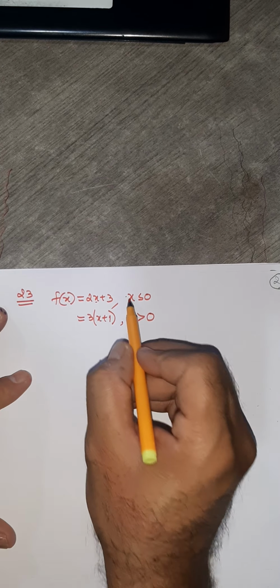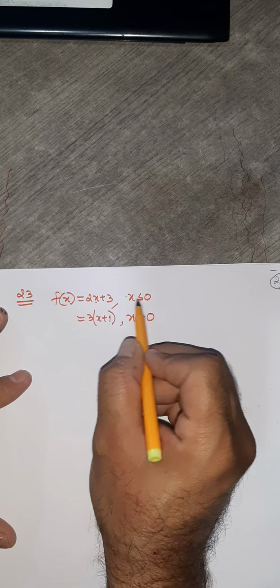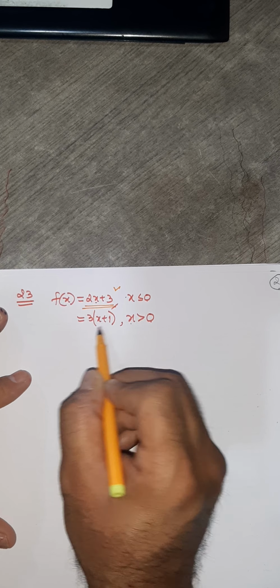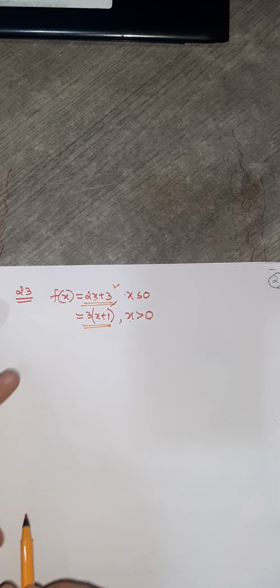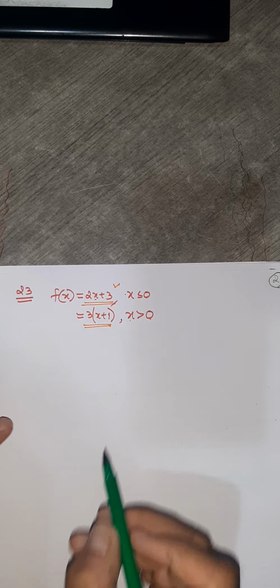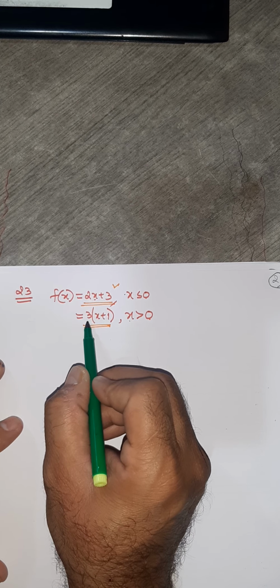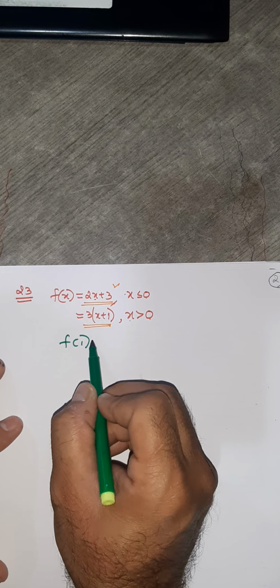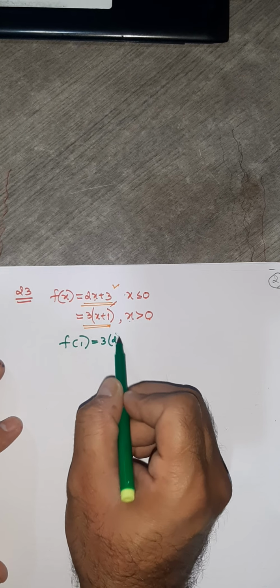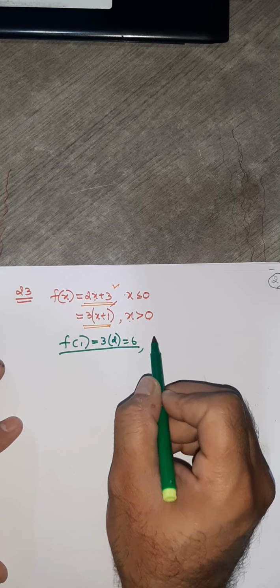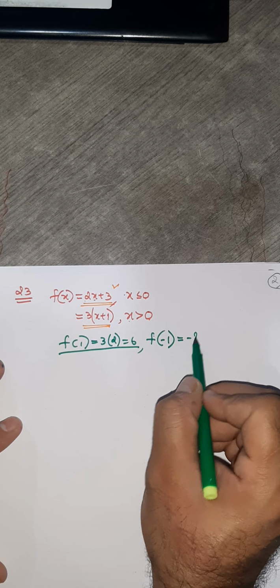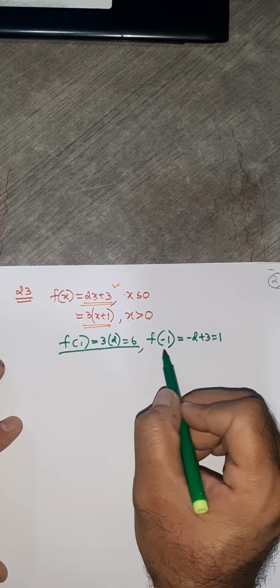I repeat what this question says. If x's value is 0 or less than 0, then use this. If x is more than 0, then use this, 3 into x plus 1. Fine. Suppose I want to find f of 1. 1 is more than 0, so I should use this: 3 into 1 plus 1, which is 6. Suppose I want to find f of minus 1, then I should use this: minus 2 plus 3, which is 1.